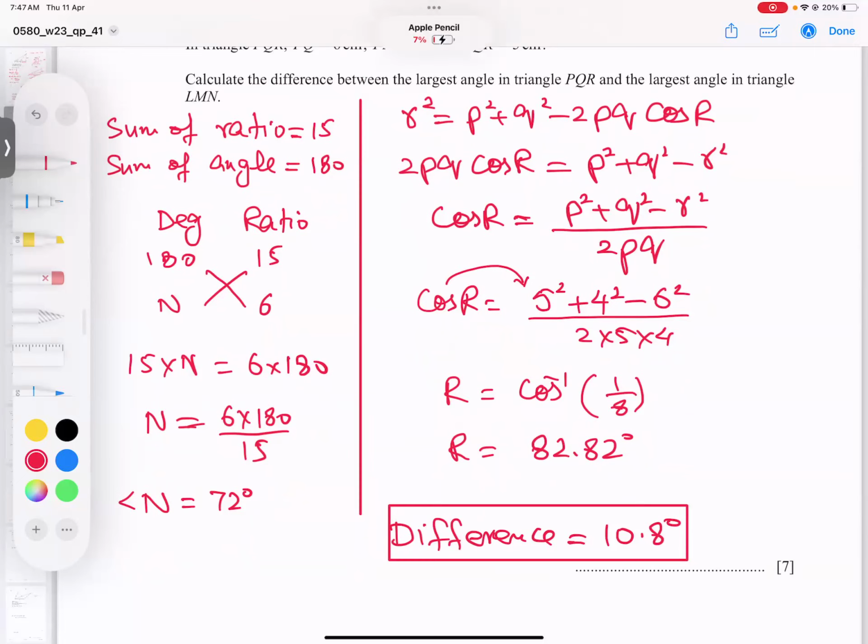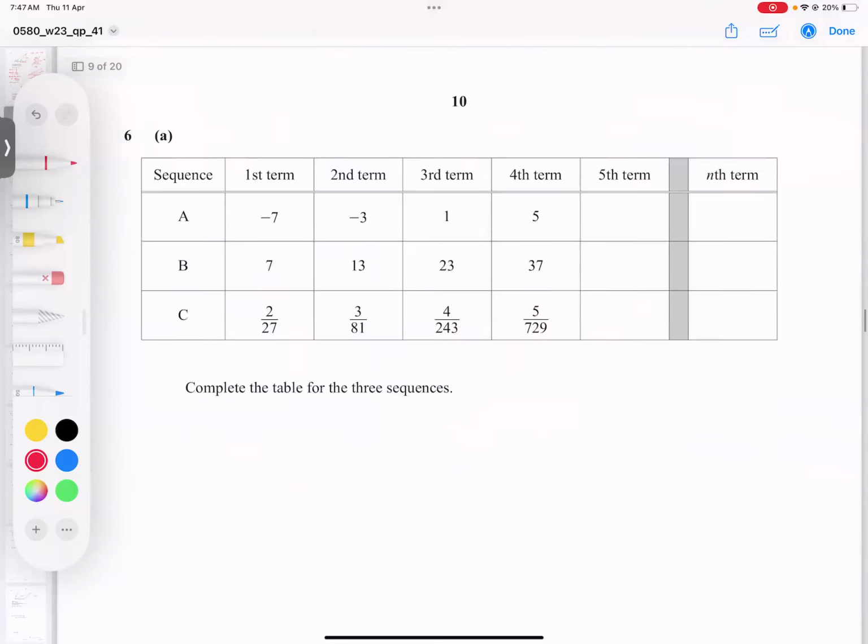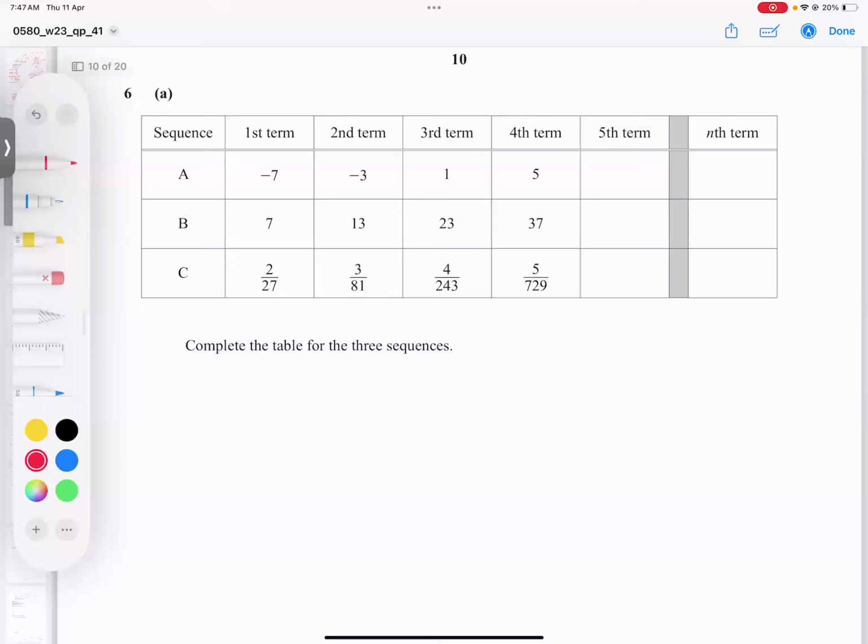Okay, so students, let's go for the next page. Next page is question number 6. We have a sequence question, okay? And for a sequence question, if we look carefully, what is the method to start? The method to start a question is, first of all, you check it: is there a common difference?